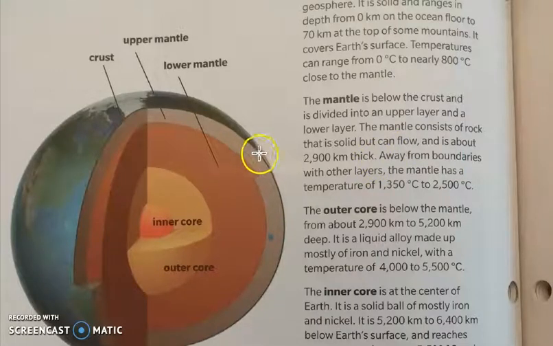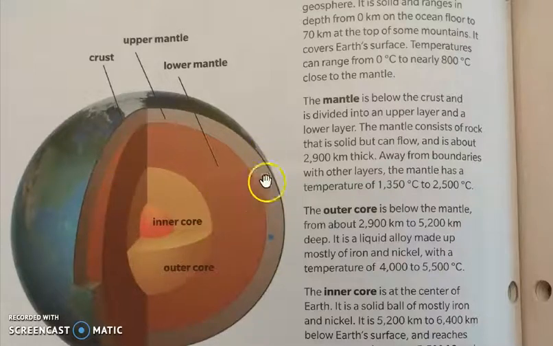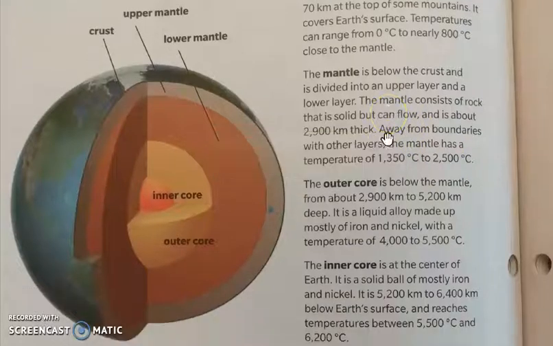So if you wanted to go through the mantle and get into the outer core, you'd have to drill down 2,900 kilometers. That's a really long way. That'd be like the distance to go all the way from northern China to southern China, right? That's a really long distance. You'd have to drill down to be able to get all the way through the mantle, okay? Away from boundaries with other layers, the mantle has a temperature of 1,350 degrees Celsius to 2,500 degrees Celsius. That is hot as can be. You don't want to be down there, trust me.